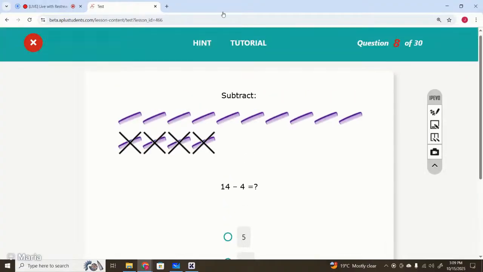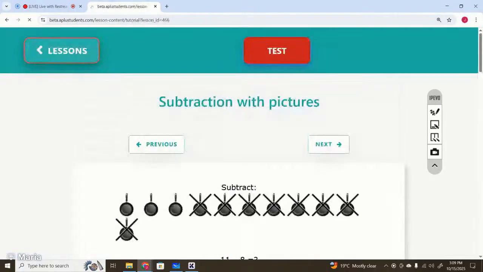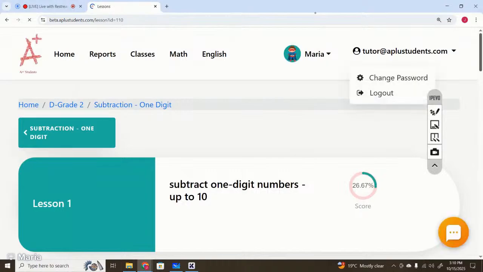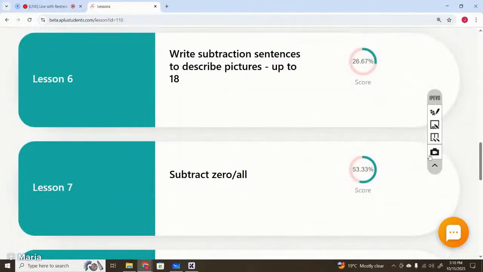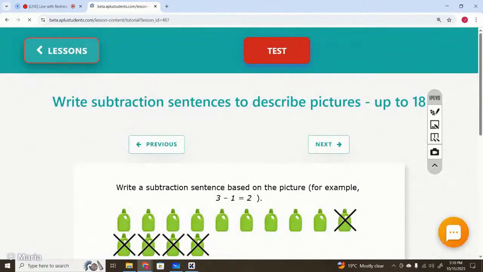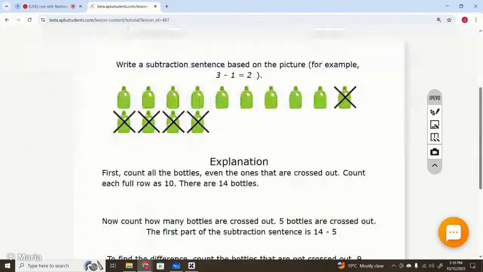Okay, you can complete the lesson by yourself later today. Let me just move on to the next lesson. The next lesson is subtraction sentence to discuss up to 18. Write a subtraction sentence based on the picture. Now we need to count them all together, then we need to count the crossed ones, and then we need to count the ones that are not crossed.